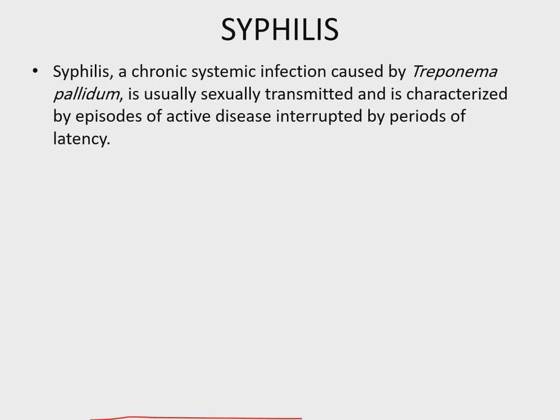Syphilis, as a definition, is a chronic systemic infection, and the cause of syphilis is the bacteria called Treponema pallidum. Typically, syphilis is characterized by episodes of activity with periods of latency. Each period of activity has its certain clinical manifestations, and periods of latency mean symptom-free periods, which can last for years. So many patients only recognize they have syphilis when they get neurological problems after about 15, 20, or 25 years of infection.